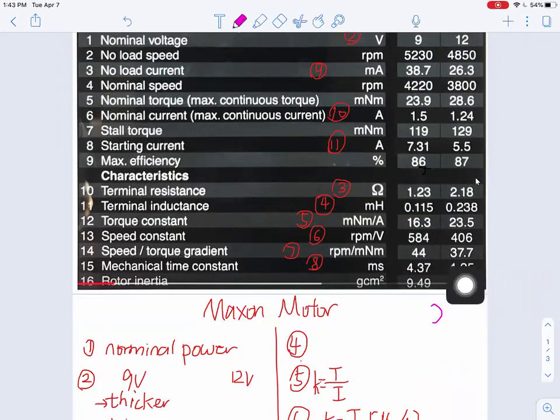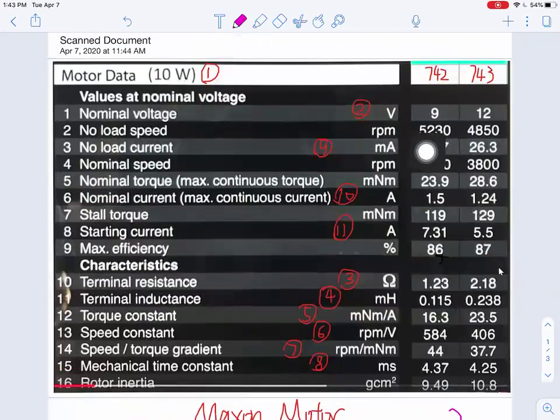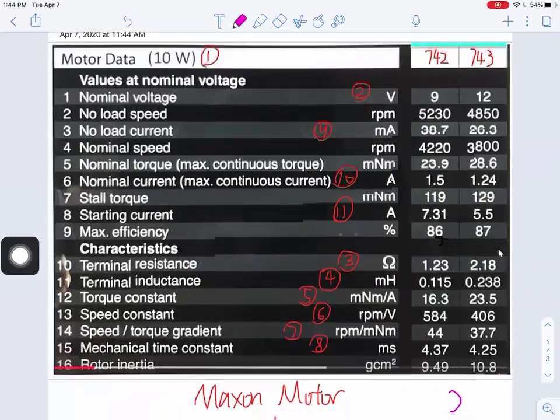And where's the maximum speed on this data sheet? Yes, the no-load speed, that's kind of the maximum speed of those two motors. They're both around 5,000 RPM. And next, you can see the data sheet also gives you the nominal speed, that's kind of the suggested speed, and nominal torque, nominal current, and starting current.